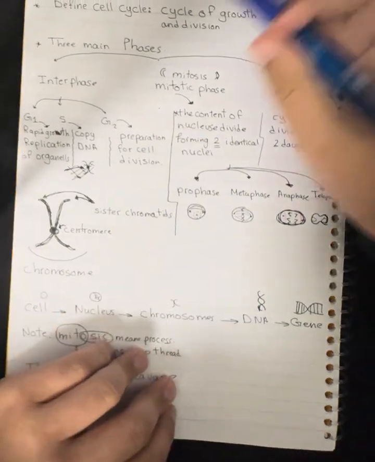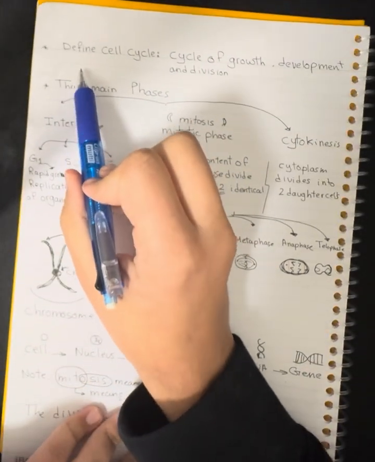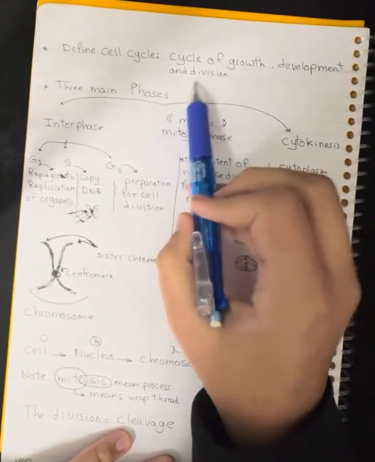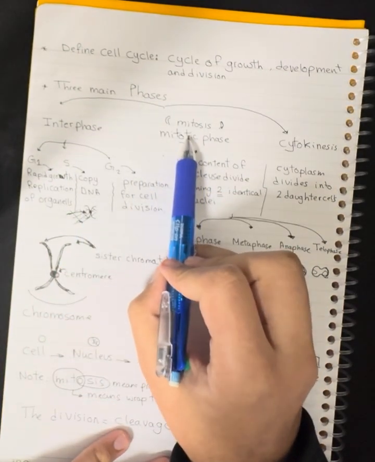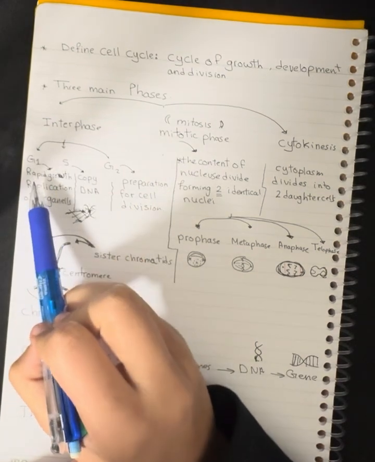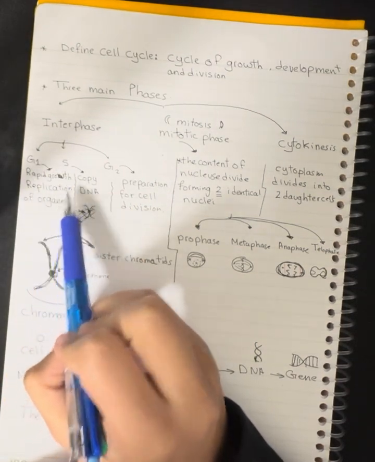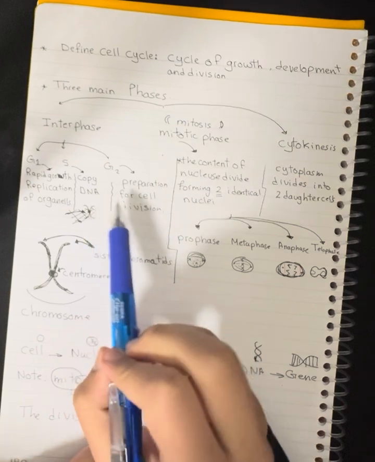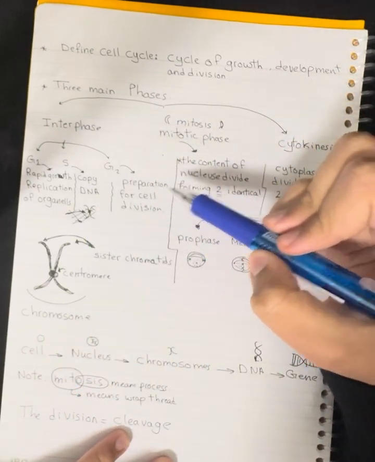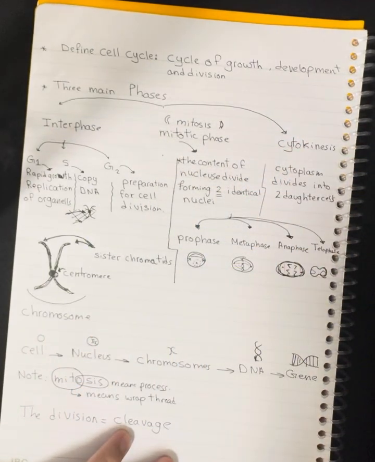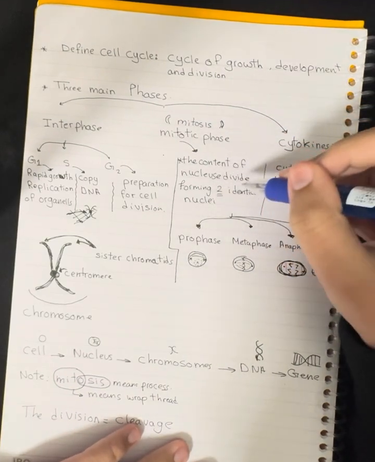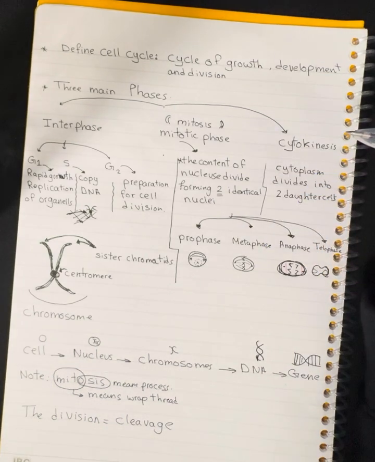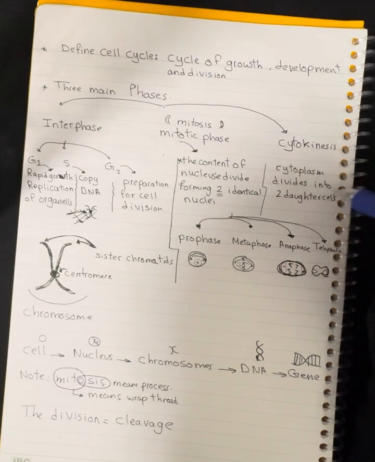So again, that's the cell cycle. The cycle of growth, development, and division. 3 main phases: interphase, mitotic phase or the mitosis, and cytokinesis. In G1, rapid growth and replication of organelles happens. S, the copy or replication of DNA. G2, preparation for cell division. Mitosis, the contents of the nucleus divide, forming 2 identical nuclei. Cytokinesis, the cytoplasm divides into 2 daughter cells.